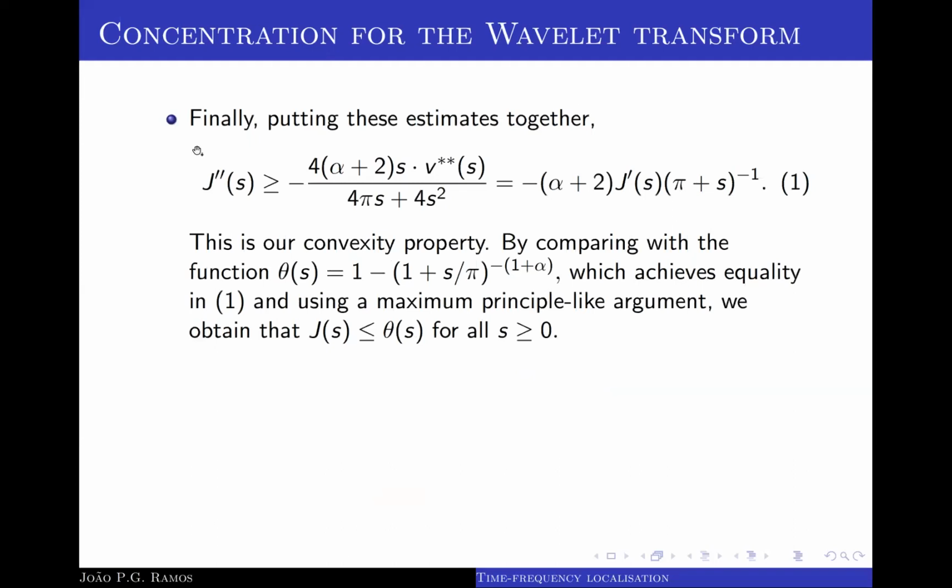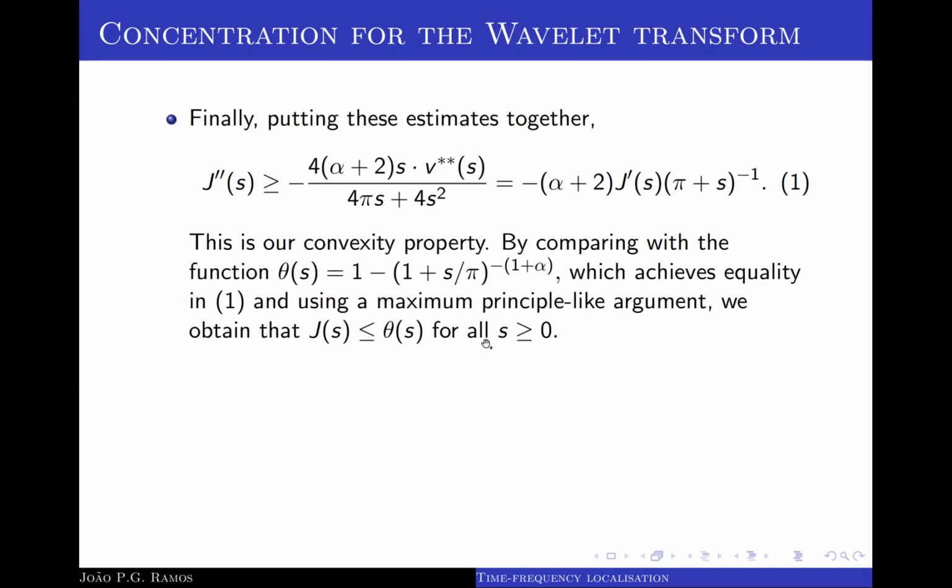So bringing it all together, we're going to get this inequality 1. So J prime of s is greater than this intermediate thing, which can be rewritten by the properties as minus (alpha plus 2) J prime times some explicit function. So this is our convexity property. So now we compare this J with the function theta of s given by this. And this theta of s actually satisfies this inequality 1 with equality everywhere.